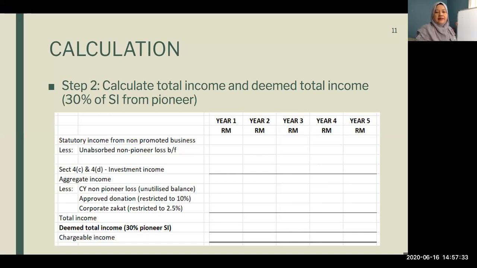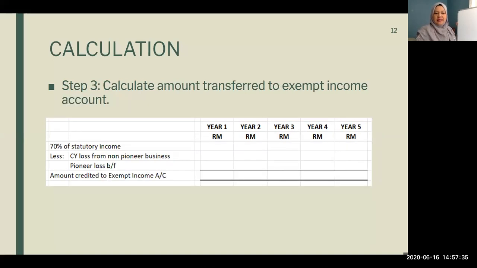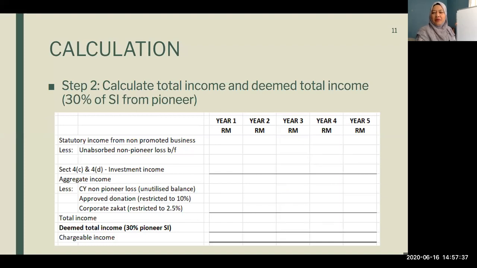Let's see that, or maybe we have an example later. This one is for the format only. For example, just now, remember your SI is 100,000, so 70% is 70,000. Assume that your current year loss from non-pioneer, you have 200,000, for example.